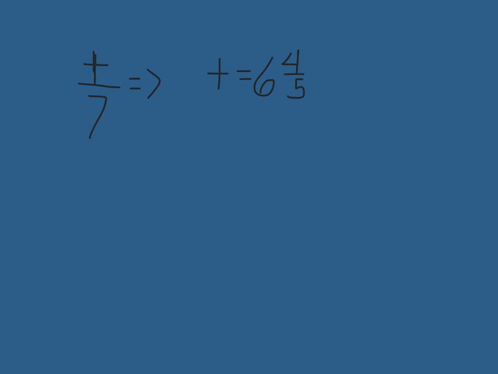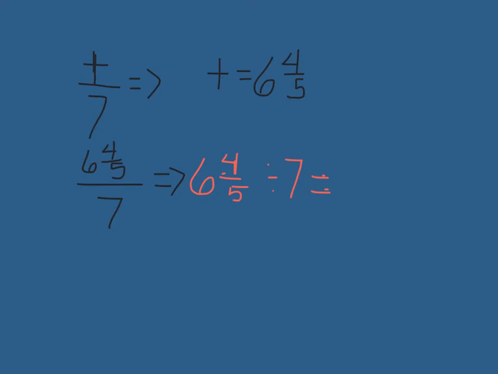Let's take a look at another example. T over 7 when T equals 6 4/5. So first we need to rewrite that, and that would be 6 4/5 over 7. This fraction bar right here, remember that means to divide. So we're going to divide 6 4/5 divided by 7. So as we rewrite that, it will look like this. 6 4/5 divided by 7.